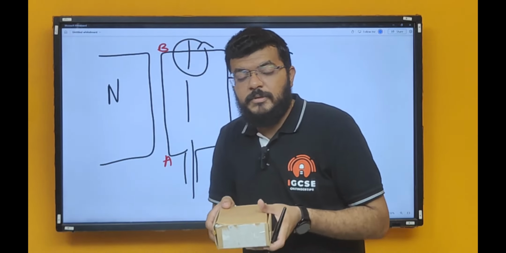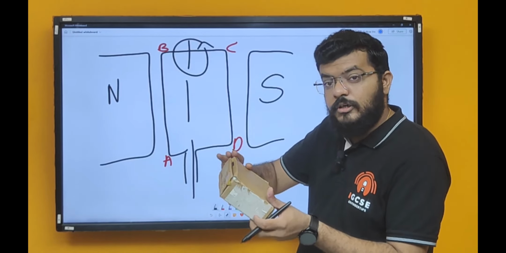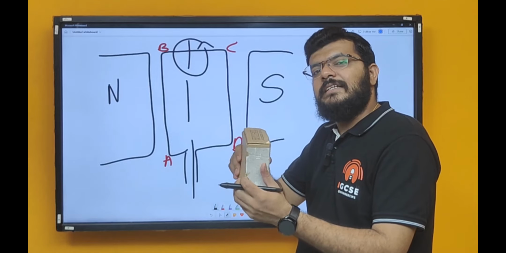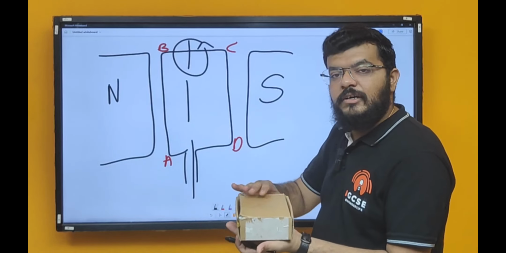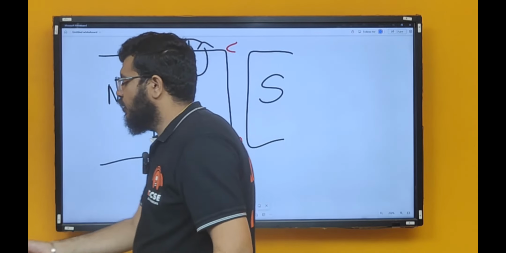Let's take a small box and let me make you understand. It's moving like this. Sorry, it's moving like this. I need to find out what is the direction of current in this and this side of the coil.